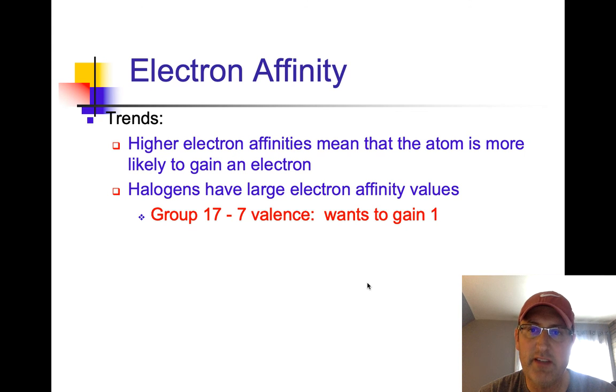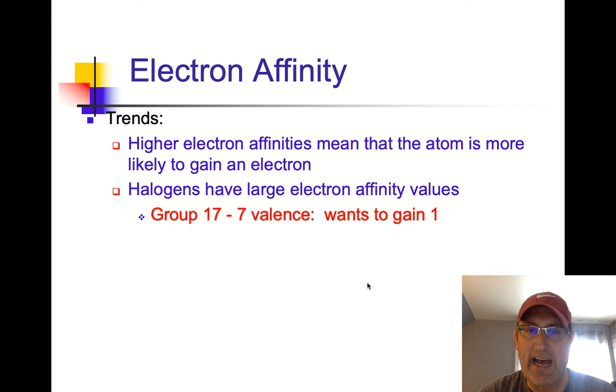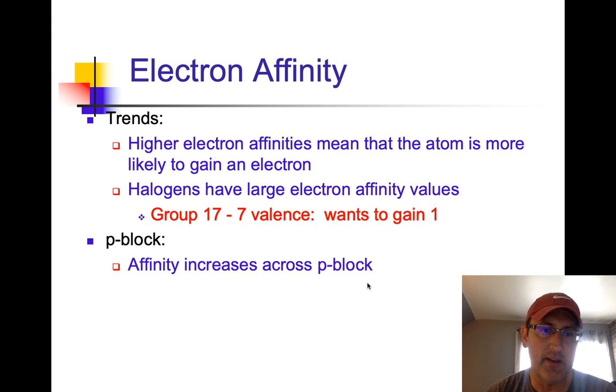Okay, so here's some trends before we get to that diagram. Higher electron affinities mean the atom is more likely to gain an electron. Okay, and really the halogens tend to have very high electron affinity values because they really want to gain 1 to get 8 valence electrons, which fills out their outer energy level. So they release a lot of energy. It's very exothermic whenever they form these anions.